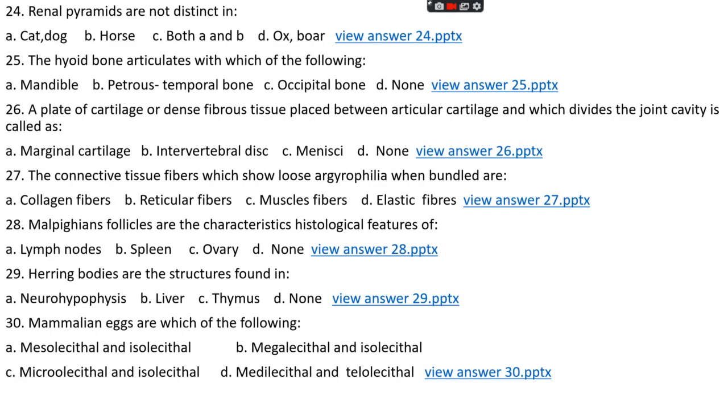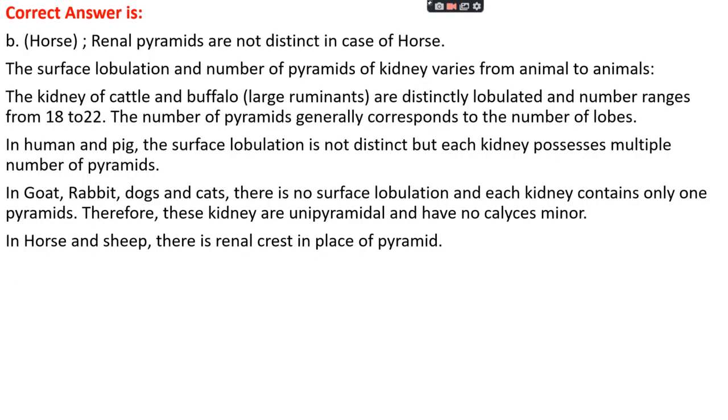Question number 24. Renal pyramids are not distinct in option A, cat and dog, option B, horse, option C, both A and B, option D, ox and boar. The right answer is option B, that is a horse. Renal pyramids are not distinct in the horse.